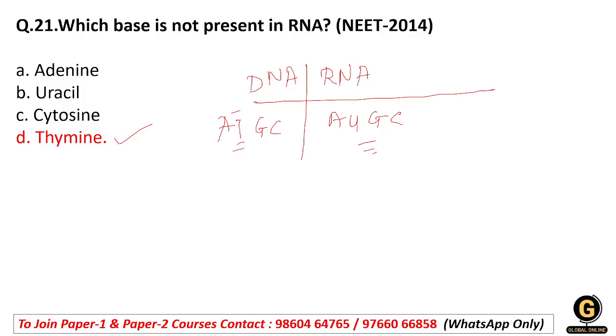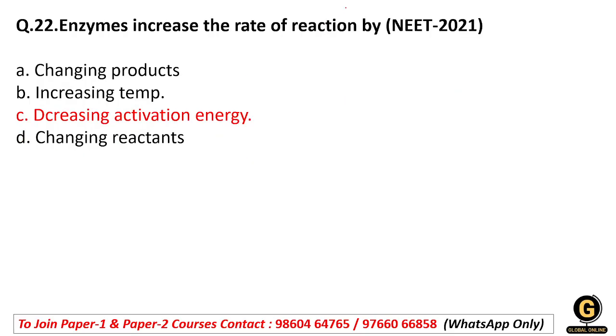Moving forward to the next question, enzymes increase the rate of reaction by. The options are changing products, increasing temperature, decreasing activation energy, and changing reactants. So the right answer, student, is decreasing the activation energy, because enzymes काय करतात? They lower the activation energy and speed up the biochemical reactions. What they do? They speed up the biochemical reactions.